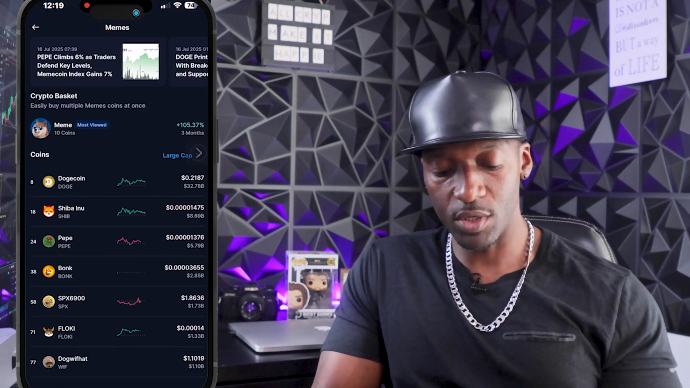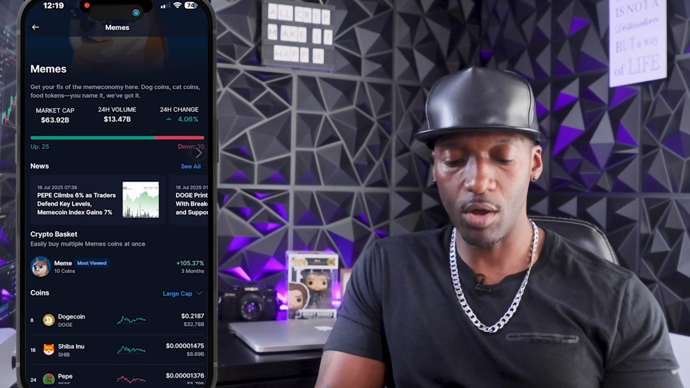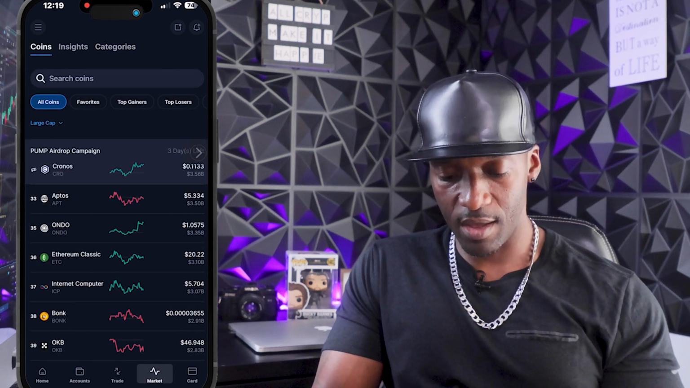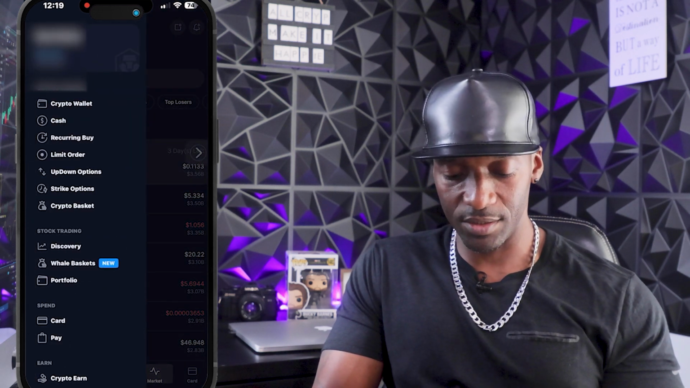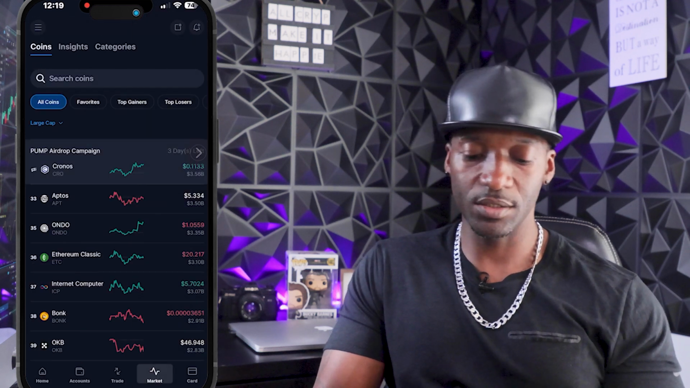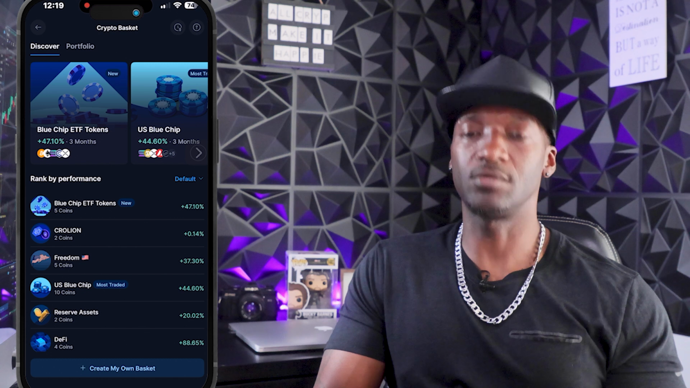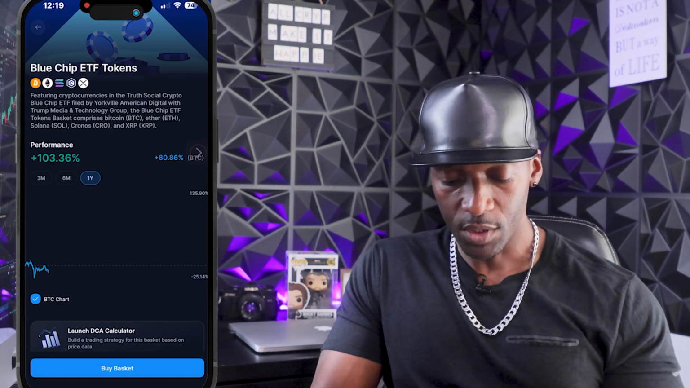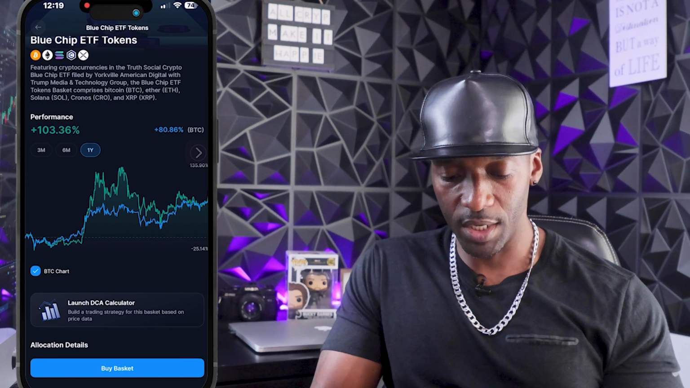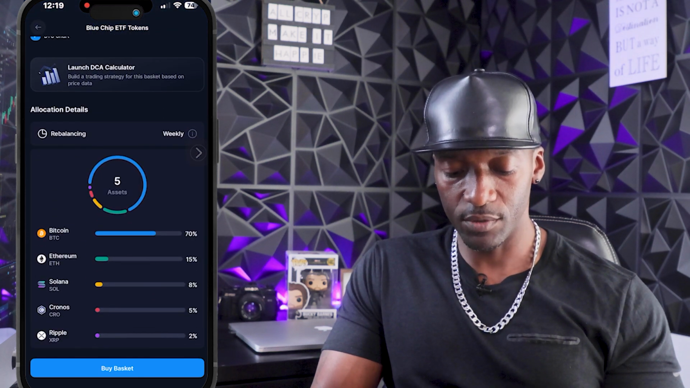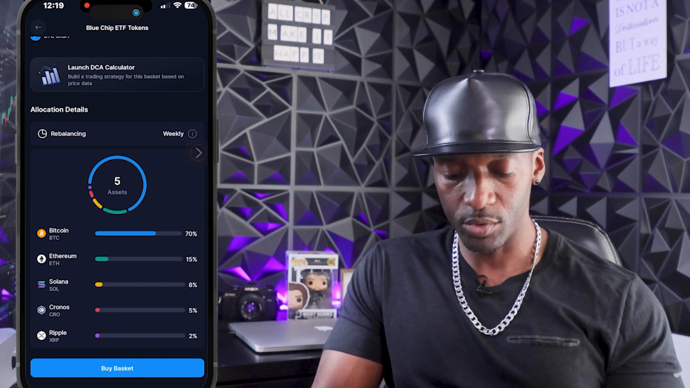Boom, here we have meme coins. You can see the different meme coins that are on their system. They have meme baskets. So if you go to the crypto basket, it's advice, you don't have to stick to this, but notice it has the blue chip ETF tokens, which, for example, in the last year have done over 100%. And that's Bitcoin heavy, Ethereum, Solana, Cronos, Ripple.